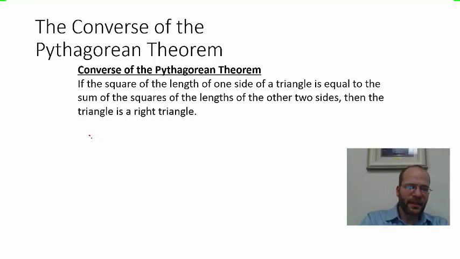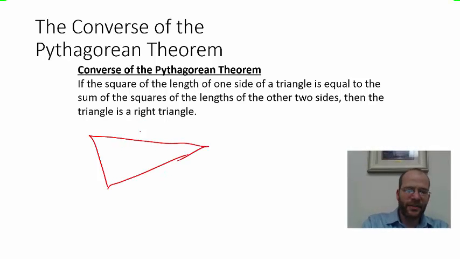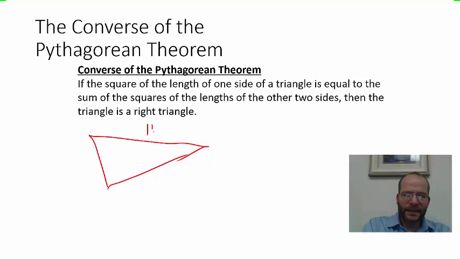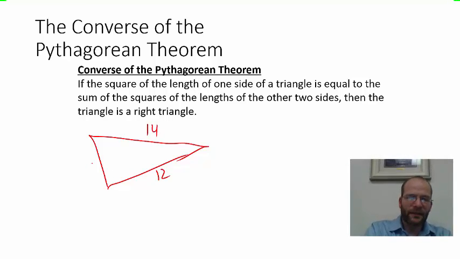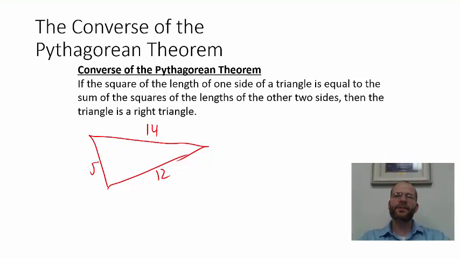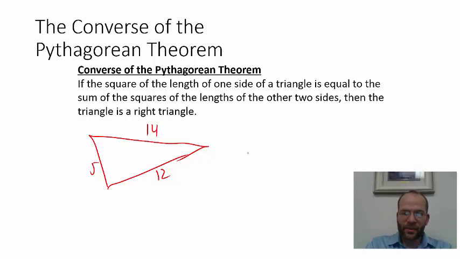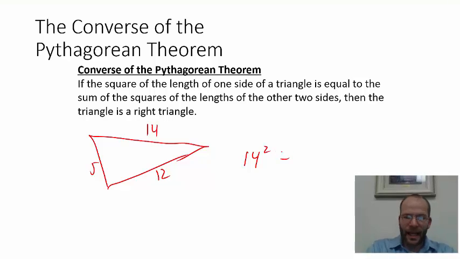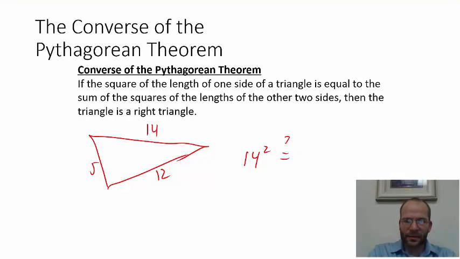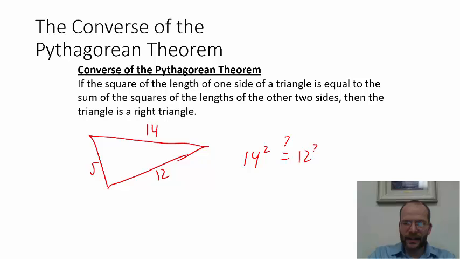So for instance, suppose we're looking at a triangle like this. And we know that the triangle has measurements 14, 12, and 5. And we're trying to answer the question, is this a right triangle? To answer the question, we simply square the 14, and we ask whether that's equal to the sum of 12 squared plus 5 squared. So we end up with 196.